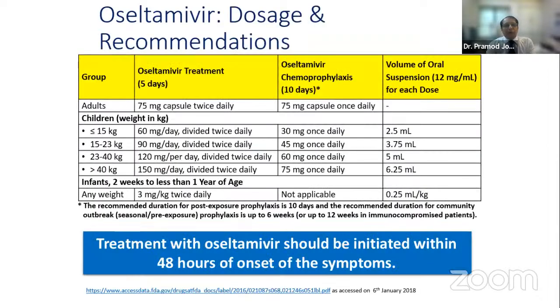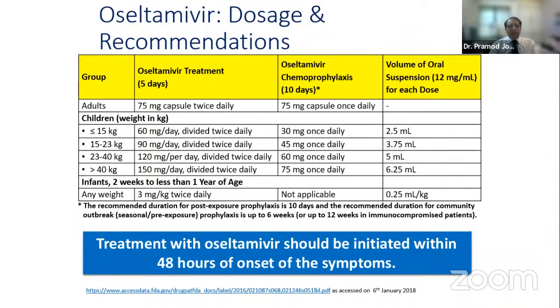It is very important to know the dosage and the recommendations of Oseltamivir. In adults, the therapeutic dose is 75 milligrams twice daily, and the prophylactic dose is 75 milligrams once daily. Remember that those high-risk people in the family require prophylaxis. If you look at the doses in children under the age of 15, we require 60 milligrams in a day, divided twice daily.